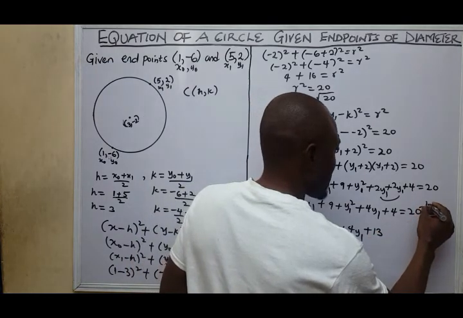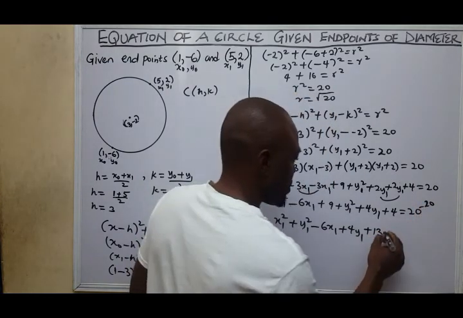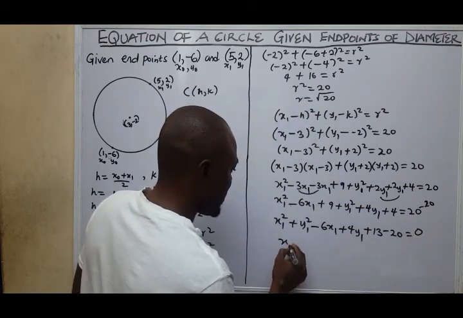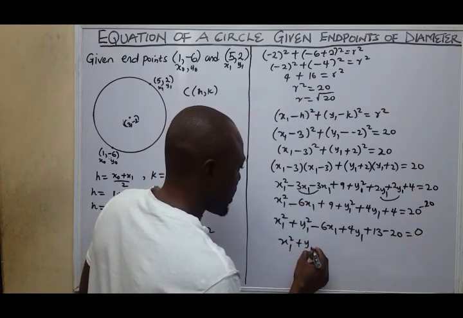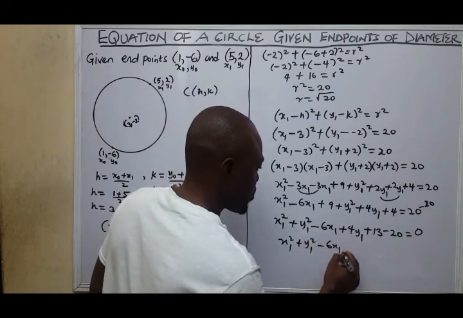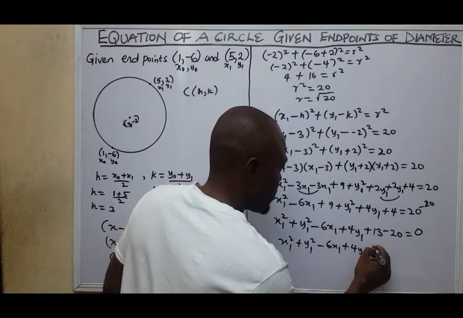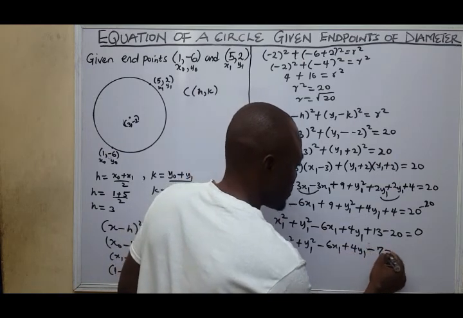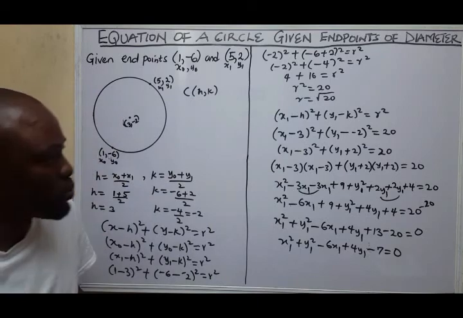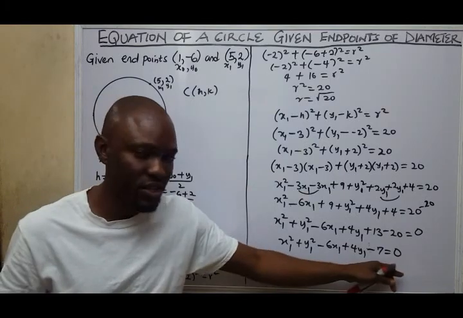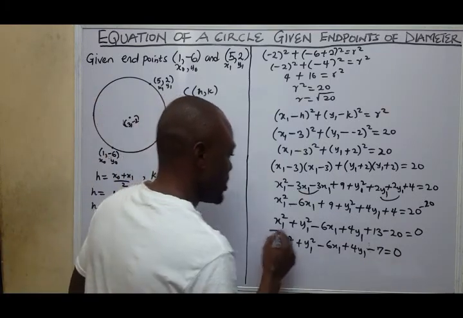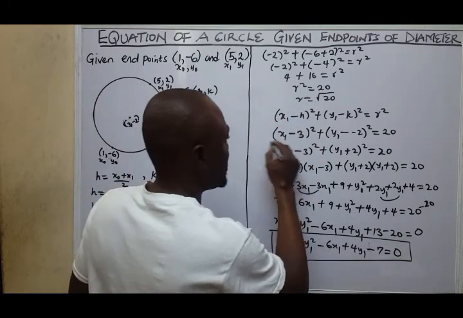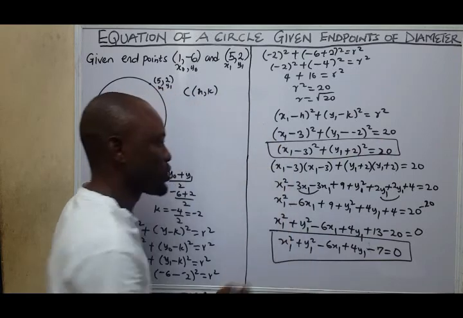And then I'll subtract 20 from both sides of the equation. So 20 minus 20 is 0. So I have x₁² + y₁² - 6x₁ + 4y₁ plus, 13 minus 20 will give me -7, equals 0. Now this is the equation of a circle in the non-standard form, which is the general form. The earlier one is in its standard form. So that's how to do that.